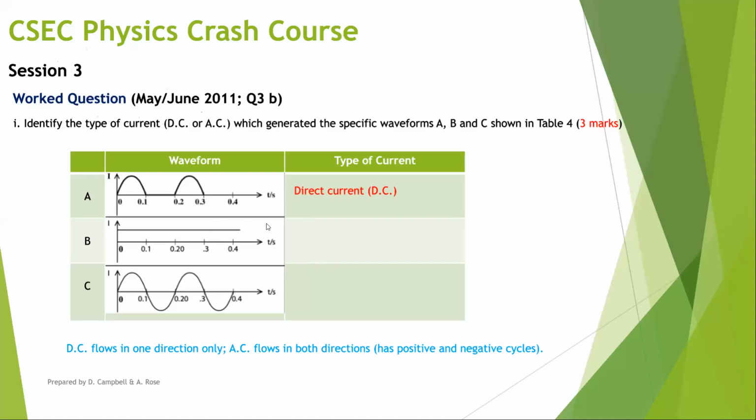For B, this one is a little bit more straightforward. The current doesn't change direction and it stays at the same value throughout. So this is also direct current, and it would be steady direct current. Now for C, notice that the current varies between the positive and negative directions. So we can classify this as alternating current. This is an AC sine wave.